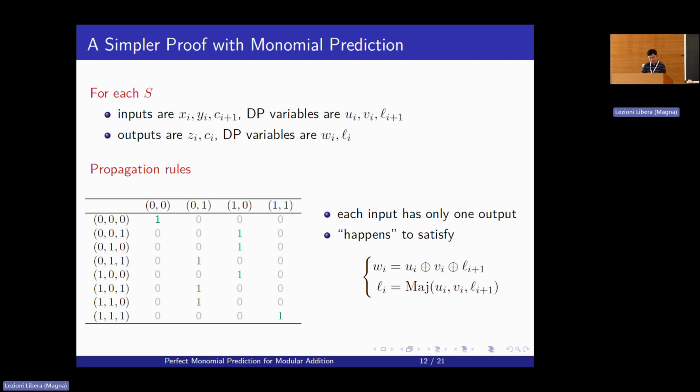Because there is only one output, it's actually a function, so we can write out its ANF. When you write out its ANF, you will find it's just the addition, but at the bit-based level. But I'm not sure if it happens to be like this, or whether there is some unknown algebraic structure forcing them to be like this.